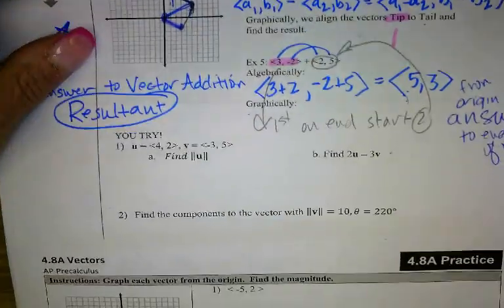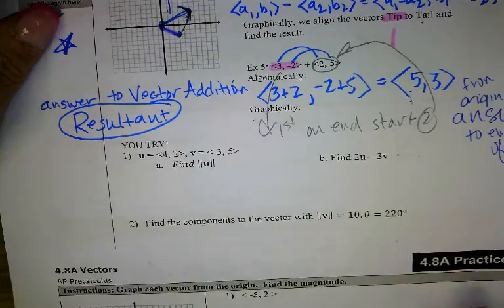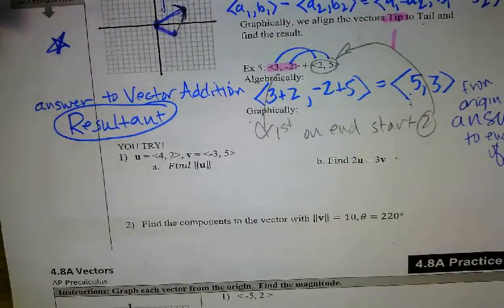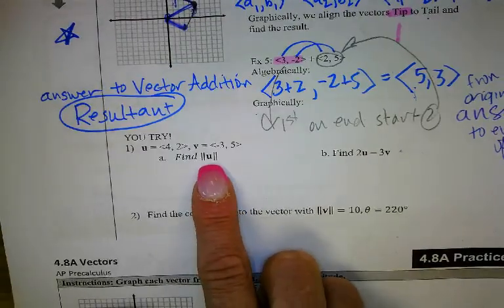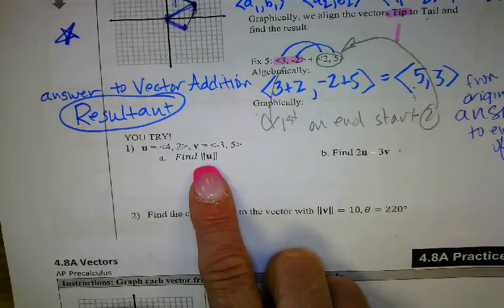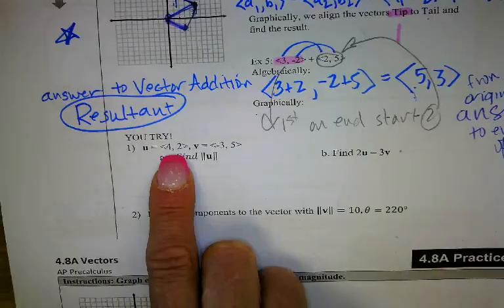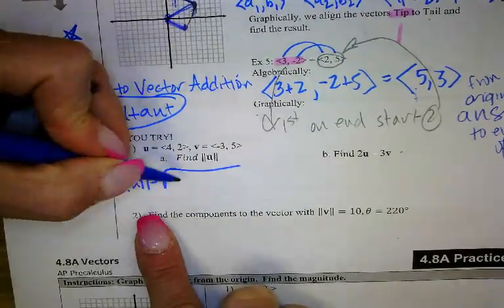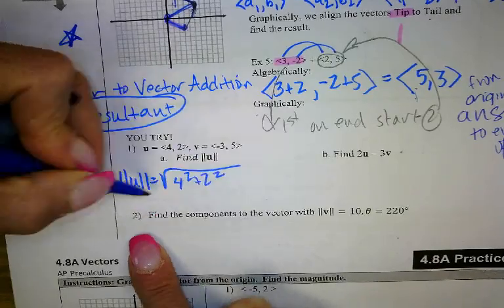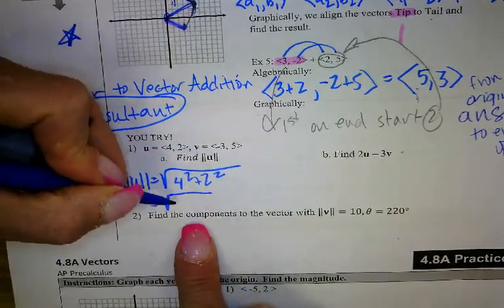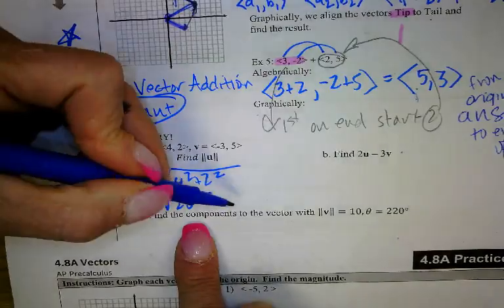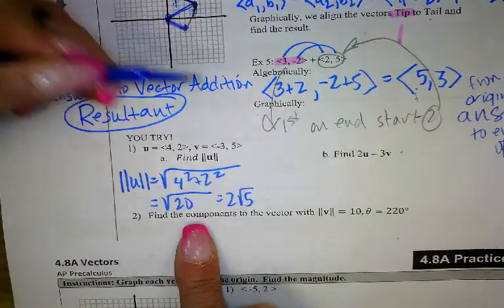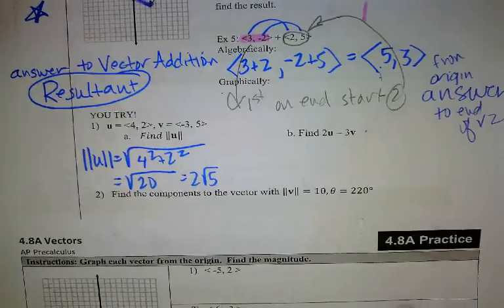Okay. Now, I might draw a picture up here. So first of all, this is just a question. You try. Find the magnitude of vector u. All right, well, there's vector u. The magnitude of vector u is going to be the square root of 4 squared plus 2 squared, or the square root of 20, which simplifies to 2 radical 5. Have you done this before? Like, does it seem familiar as you're doing it? Okay.